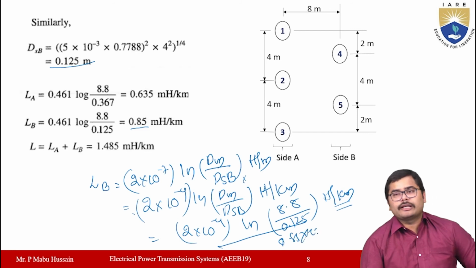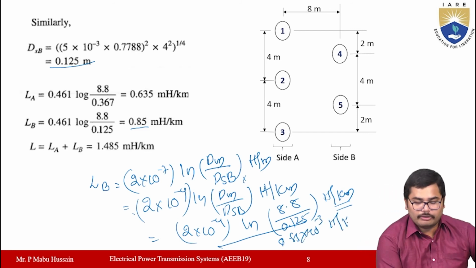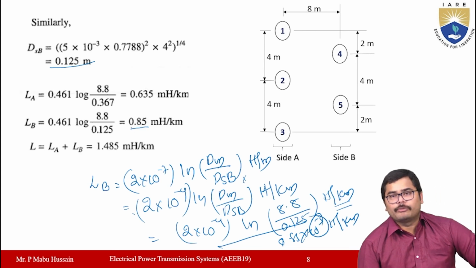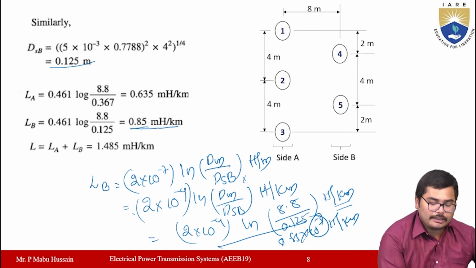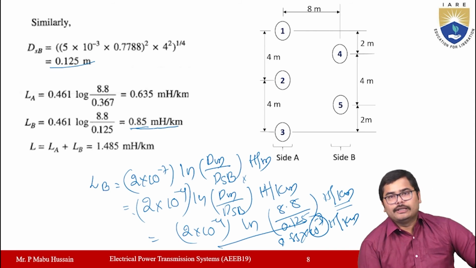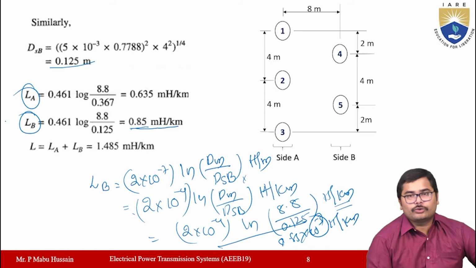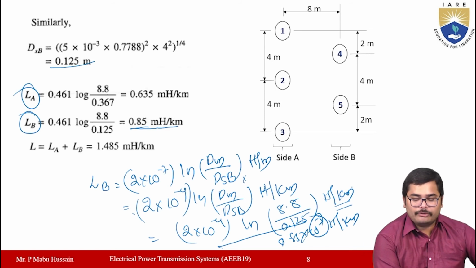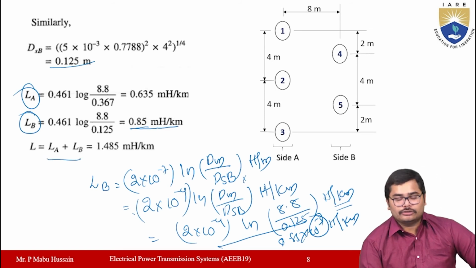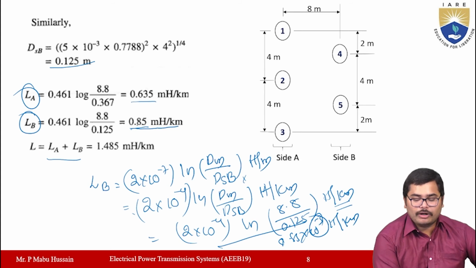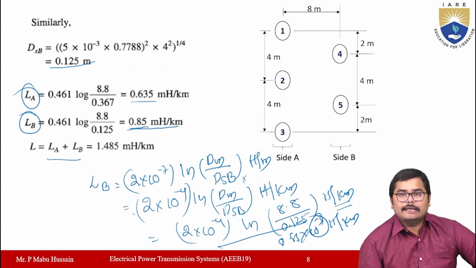This 10 power minus 3 you can call milli. So the value will be 0.85 into 10 millihenries per kilometer. Okay, now you got the value of LA and the value of LB, the inductance of side A and side B. So the total inductance is the sum of the two inductances: 0.635 plus 1.85. The total inductance you are getting is 1.485 millihenries per kilometer.